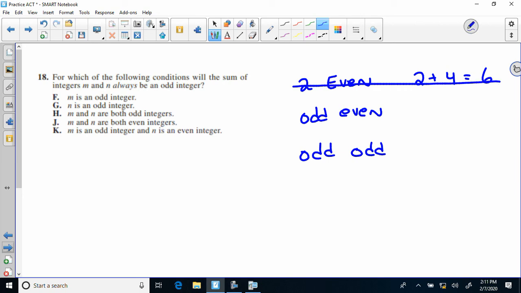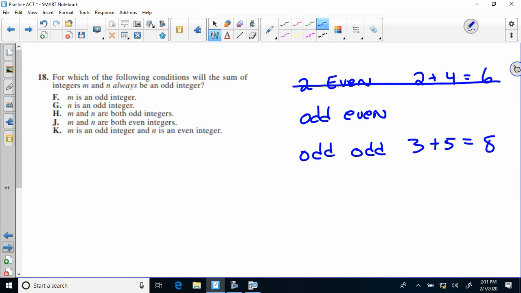So they could both be odd. 3 and 5 are both odd numbers. You can choose any two odd numbers, it doesn't really matter, but if you add those together, you get an even number again, and they wanted an odd number. So it can't be this one. I just wrote that in the wrong spot. Odd and odd is 3 and 5.